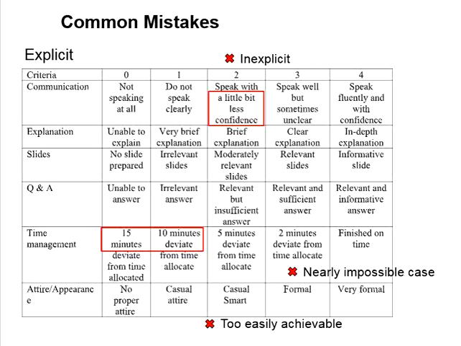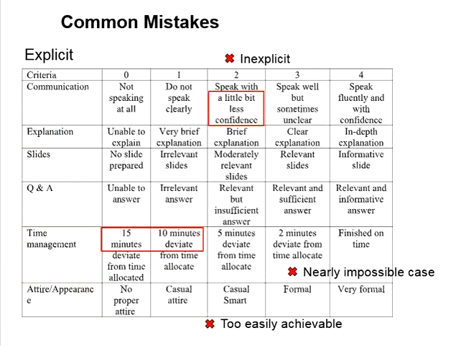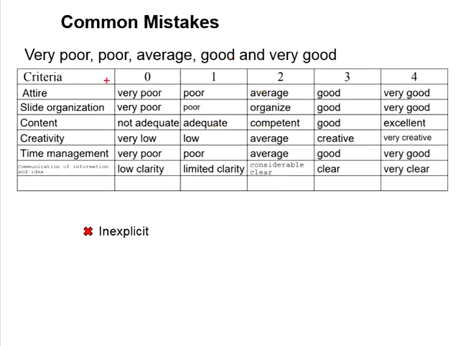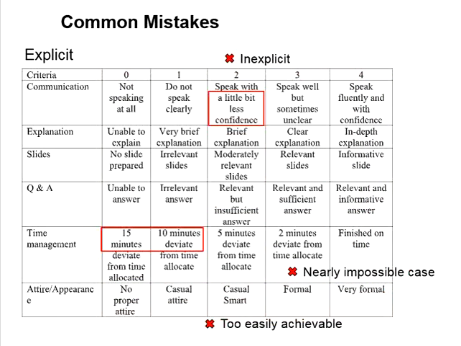Now let us look at another example. This is also about the presentation. We have 6 criteria here. It is about the communications, explanations, slides, Q&A, question and answer section, time management, attire or appearance. This one looks slightly better than this. Obviously, this cannot be used. And as for this, there is room for improvement.